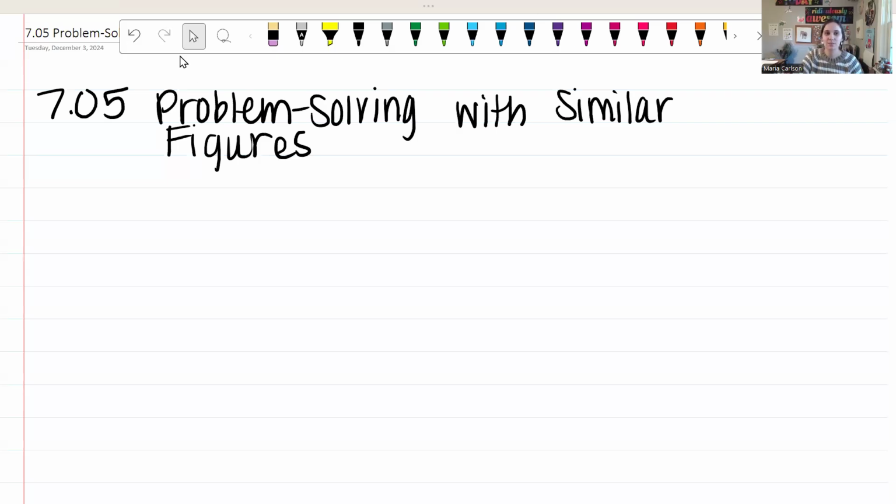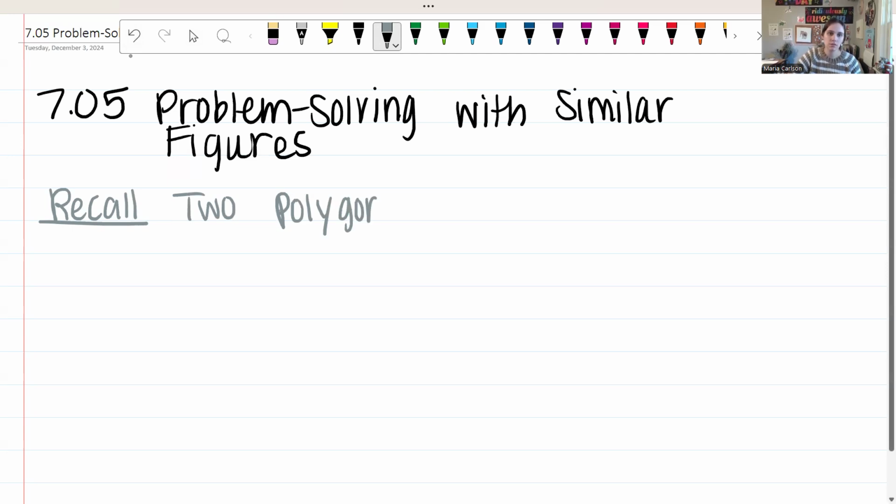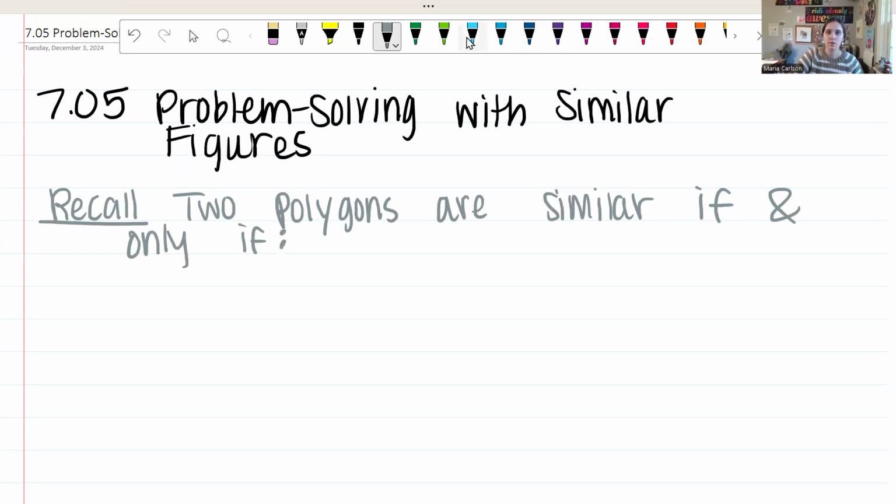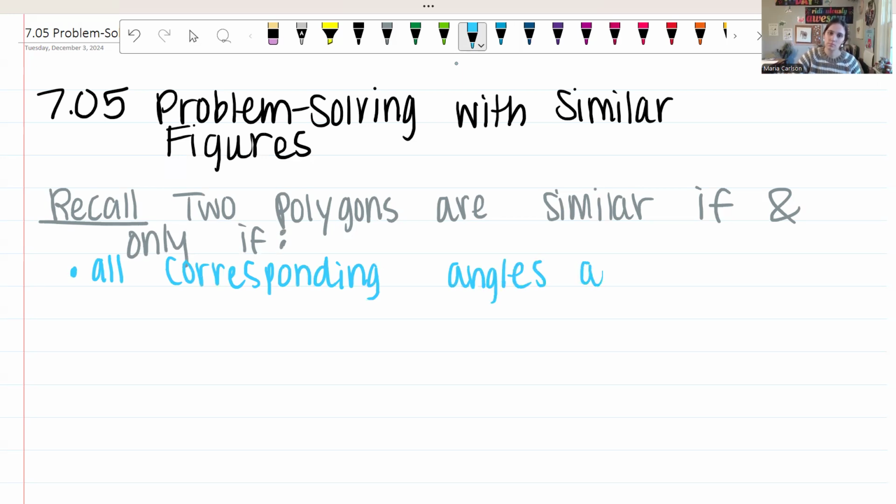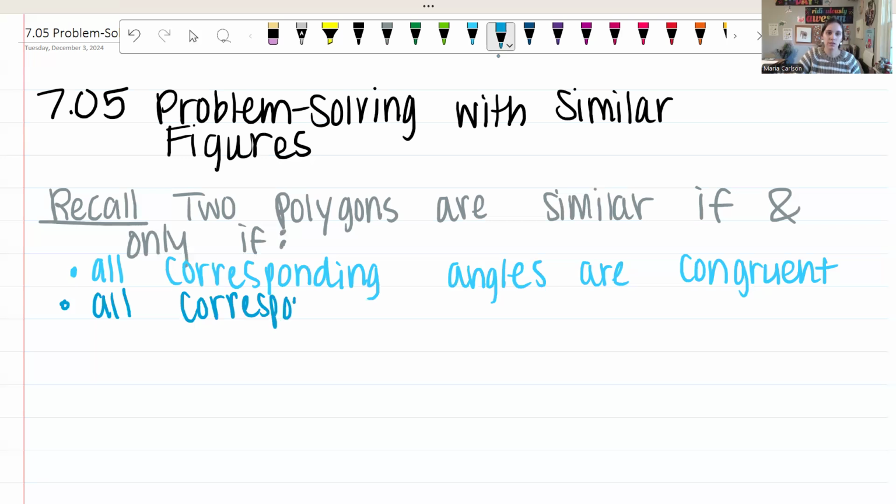Hello, everybody. In this video, I'm going to go through our lesson, problem solving with similar figures. The first thing I want us to do is to recall what is known as the polygon similarity postulate, which states that two polygons are similar if and only if all corresponding angles are congruent and all corresponding sides are proportional.